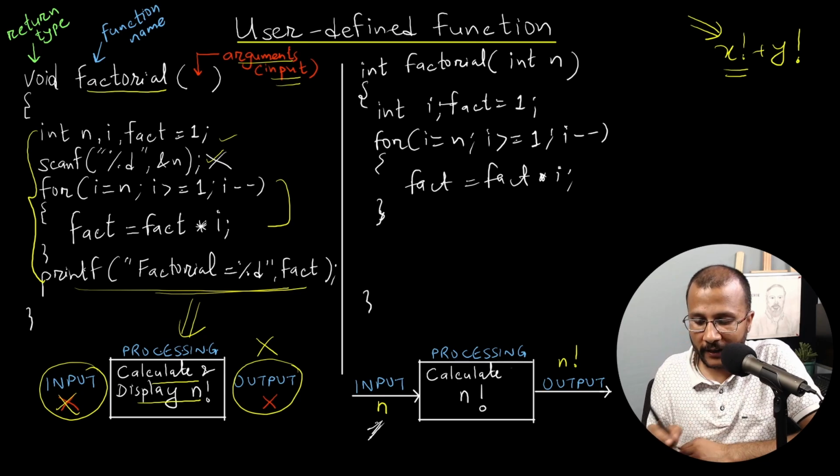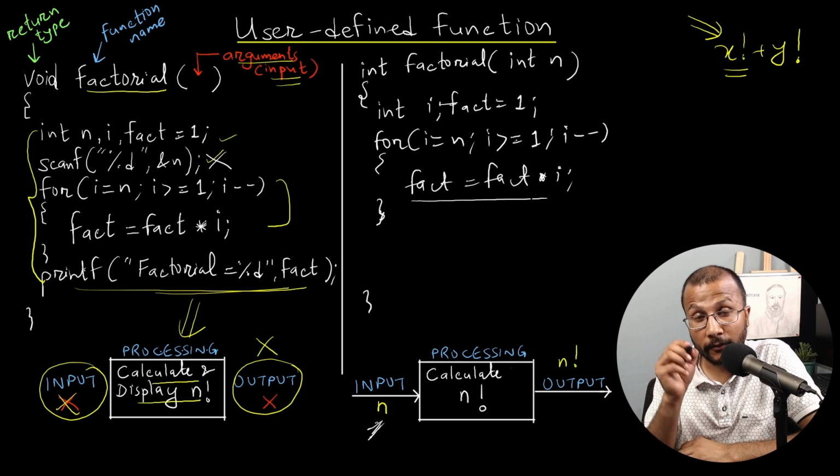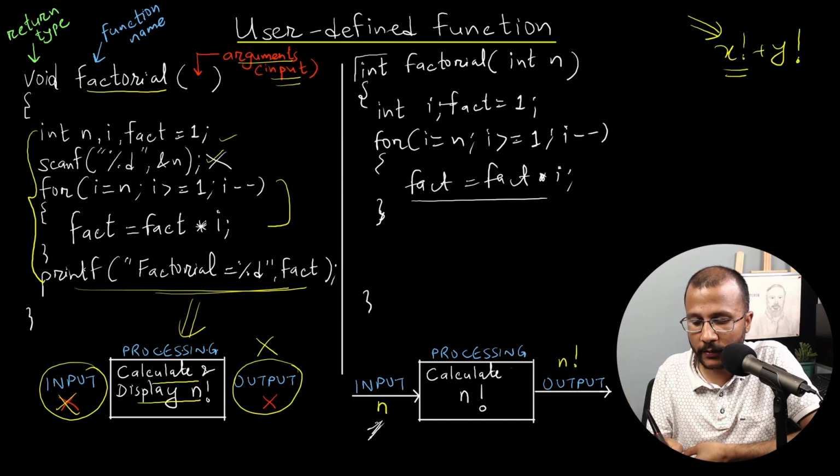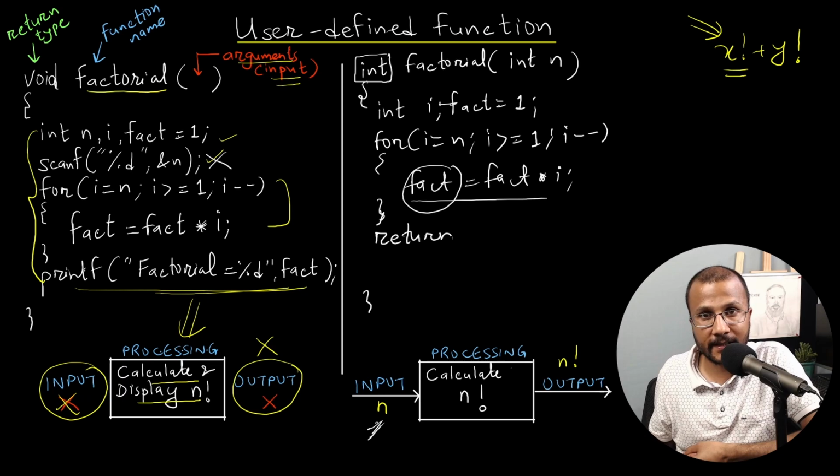Now once your factorial is found out, what you have to do is return the value of the factorial, because you have told that the return value is integer. You have to return one integer value, that is the factorial of number n. That means you have to return fact. So I'll use a keyword called return. Return is a keyword reserved in C, small letters, and then give space and give the name of the variable that you would like to return.